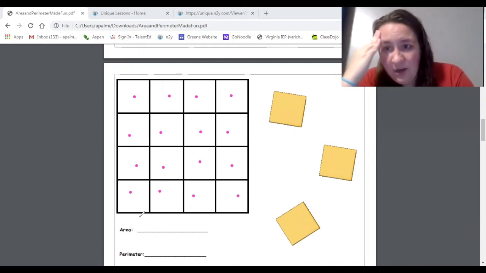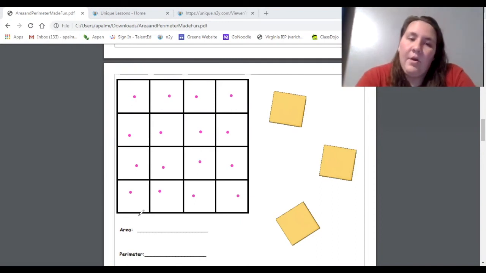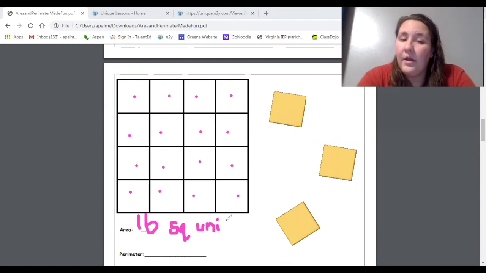How do I write 16? Sometimes Miss Daly's brain doesn't work. How do I write 16? Thank you. A 1 and a 6. Beautiful. I don't know what I would do without you guys. 16 square units.